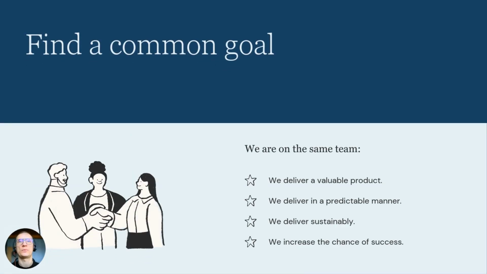Find that common goal, because you're actually working in one team, and both of you should want this project to deliver solutions in a highly predictable, well managed, and organized way, providing value to the business and ultimately increasing the project's chance of success, and return on investment.